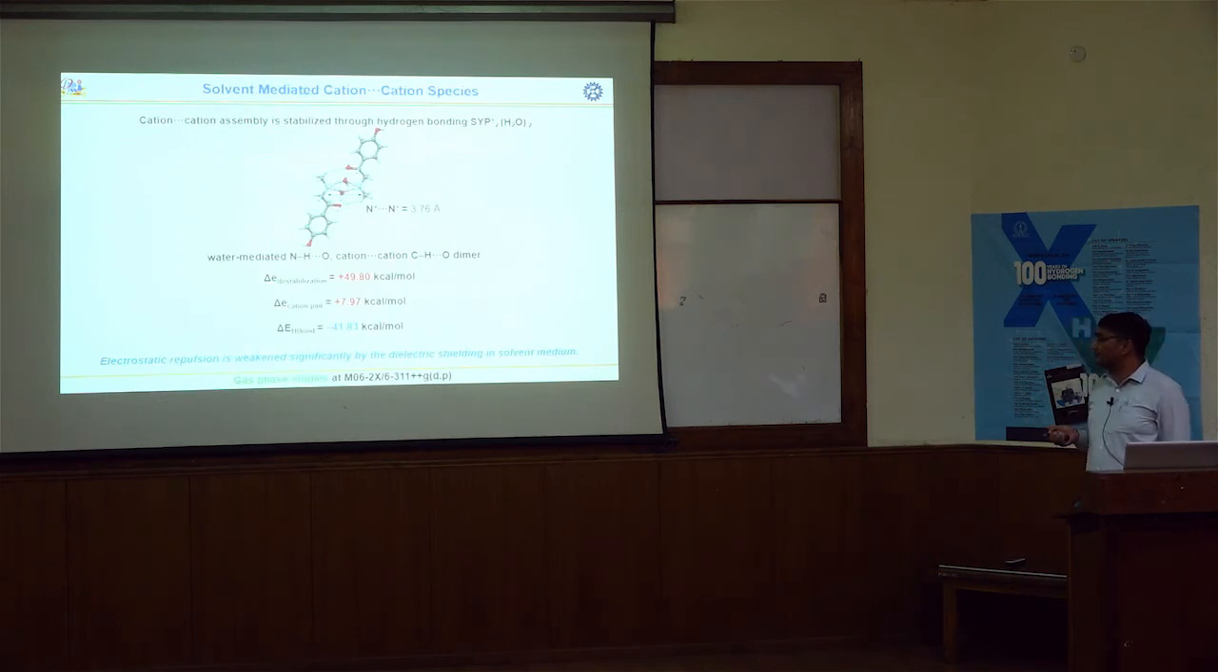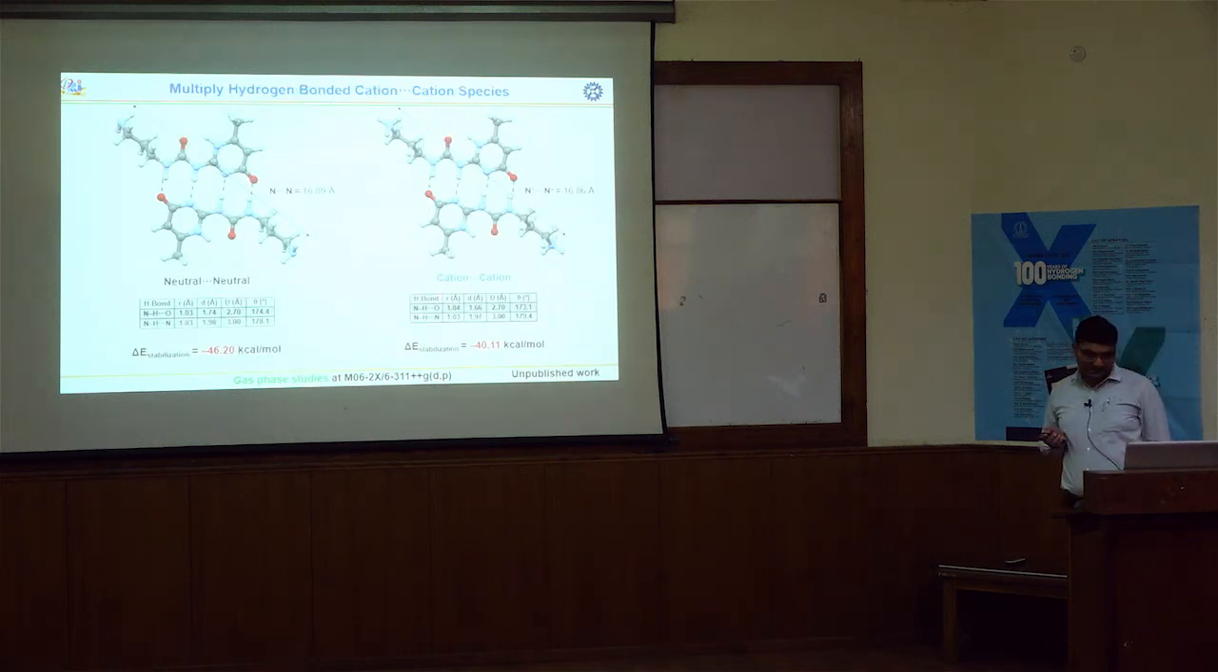So when we computed, we saw that with this hydrogen bond, specifically the waters are providing more stabilization to this cation species, allowing these charge species to come to very short distances. That is why this electrostatic repulsion basically gets weakened by the dielectric shielding of the solvent medium. If you compute the same interaction energy in the solvent medium, we see a further reduction in the destabilization caused by this cation repulsion.